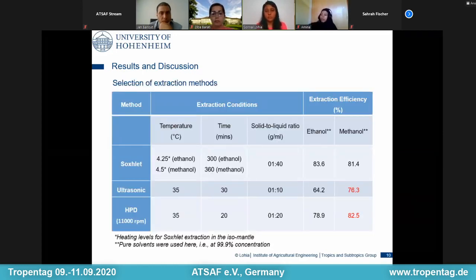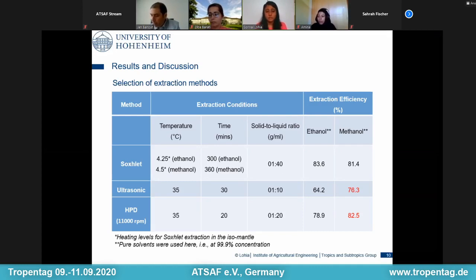These are the results from the comparison study conducted between Soxhlet extraction, ultrasonic, and HPD at two different extraction solvents, ethanol and methanol. As can be clearly seen, Soxhlet extraction gave very high extraction efficiency compared to the non-conventional methods. However, for the optimization study, non-conventional methods were chosen because if we pay attention to the extraction conditions, the temperature was 35 degrees Celsius in the case of non-conventional method, which was less than the cyanogenesis temperature.